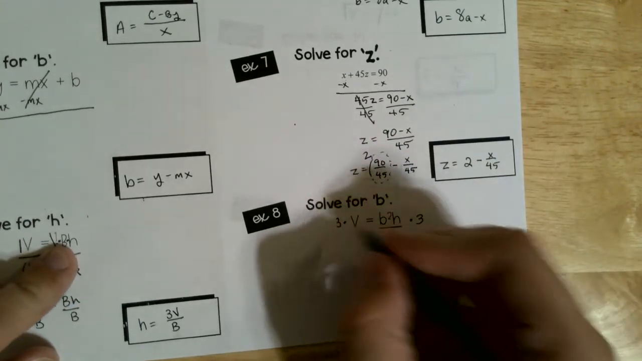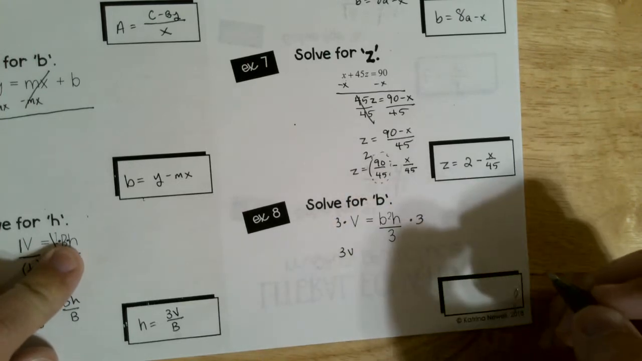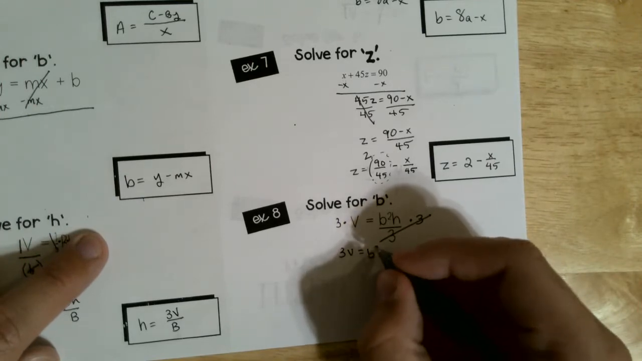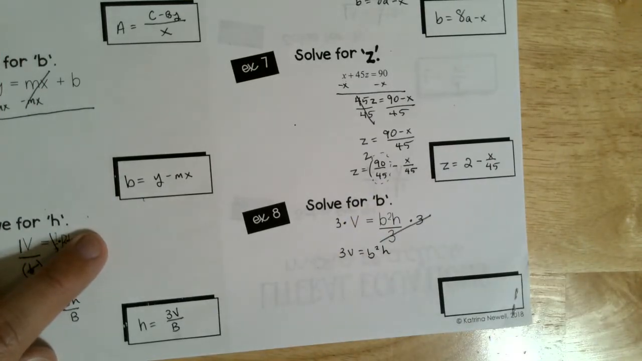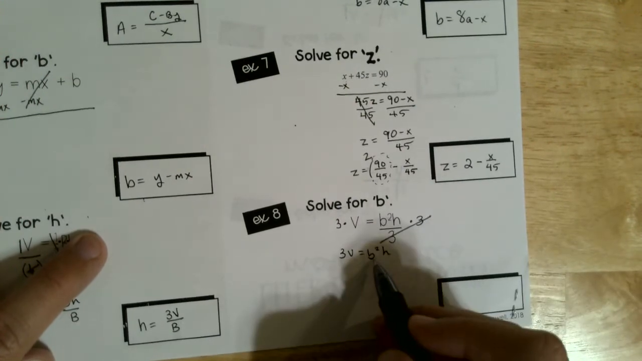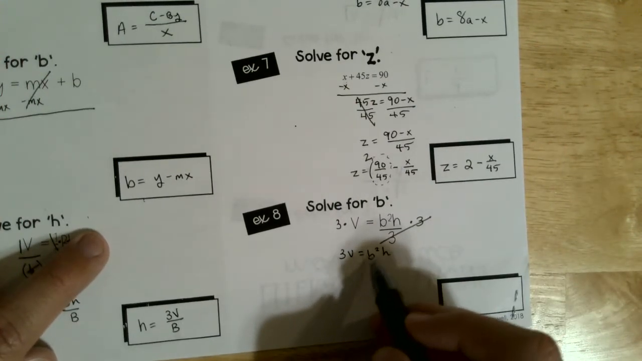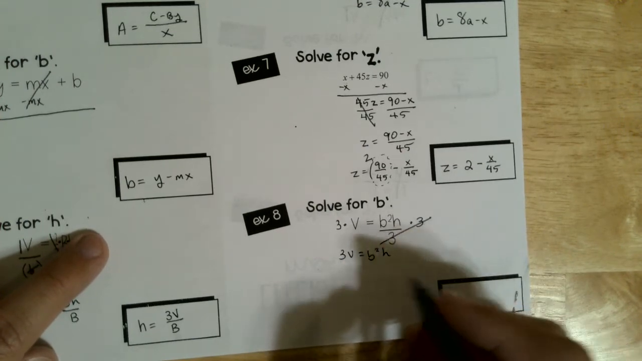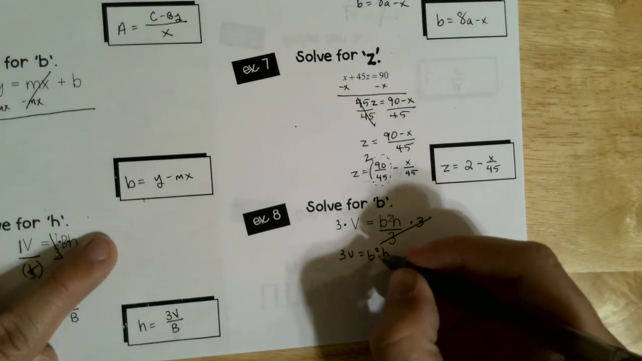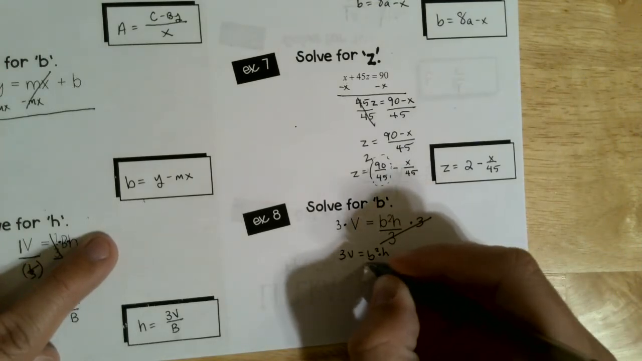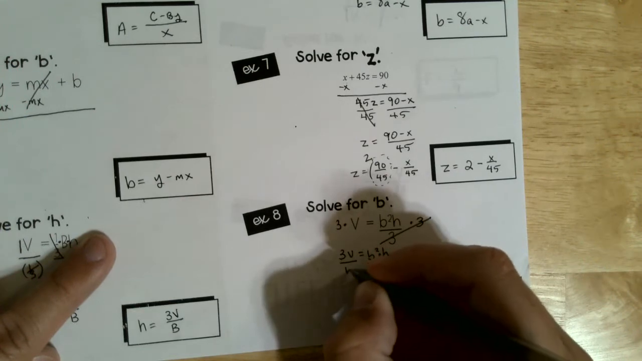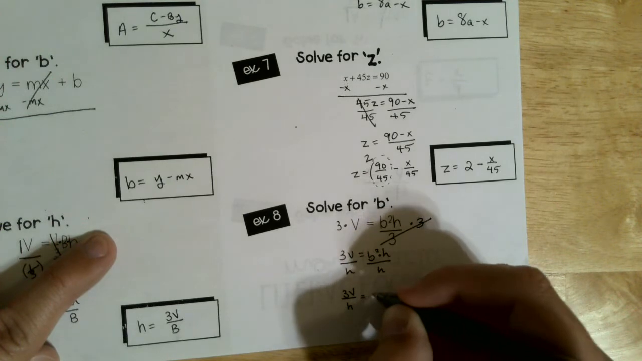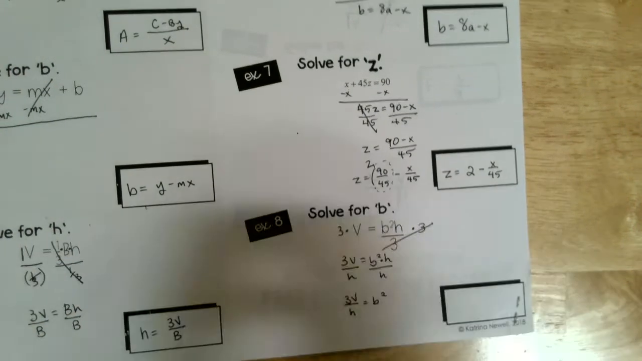So when we do that, 3 times v will give me 3v. And over here, the 3's will cancel each other out. So we're just left with b squared times h. All right, next up, I want to get b alone by itself in the end. So first I need to get b squared alone. So I need to get everything that is not b squared away from b squared. So we've got b squared times h. So to undo that, we need to divide by h. So we're left with 3v over h is equal to b squared.